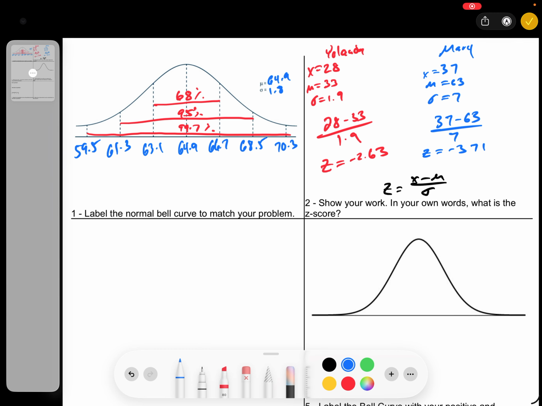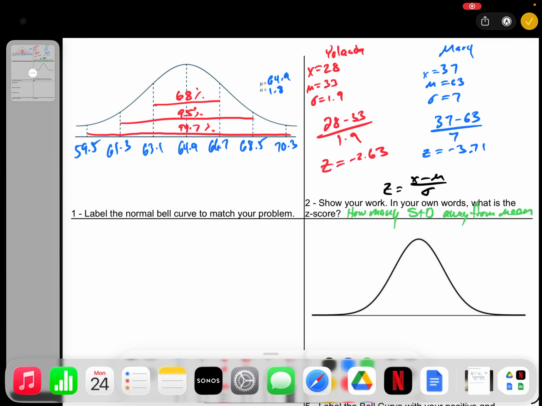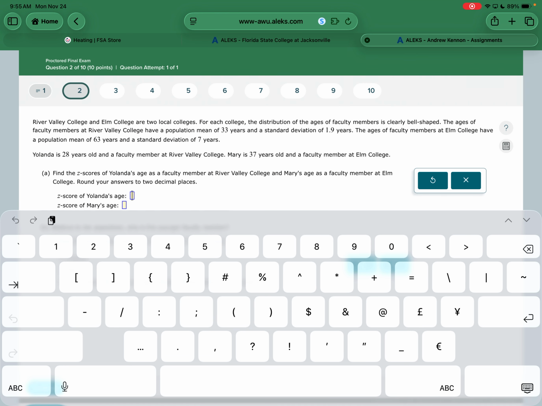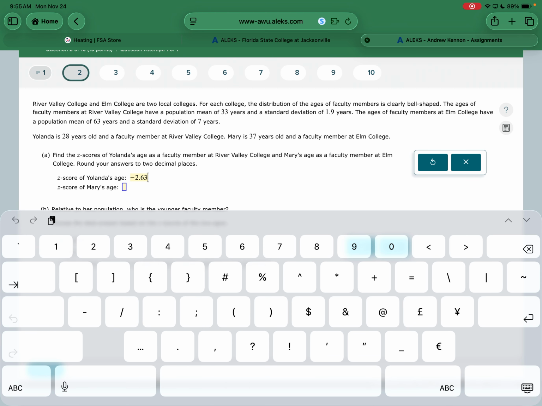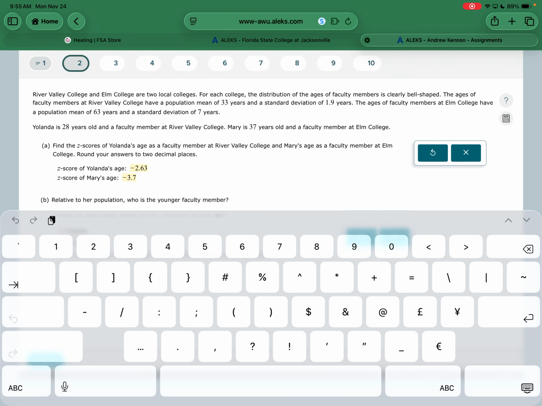It says in your own words, what is the Z-score? The way I would say it is, how many standard deviations away from the mean. Okay. So that is kind of a lot to write in that box, but it shouldn't be too bad. I didn't really do a good job of spacing there. All right, negative 2.63 and negative 3.71.